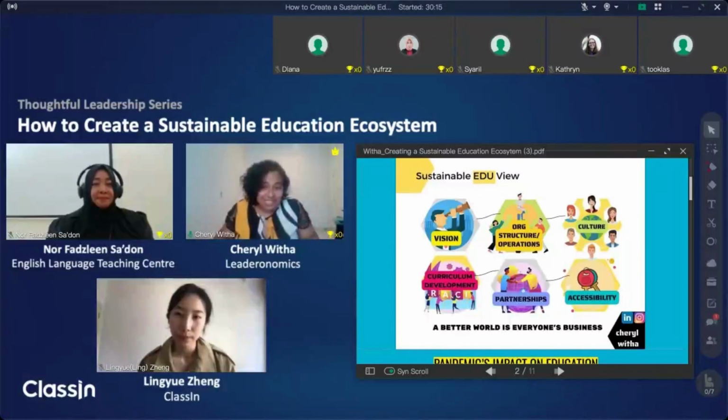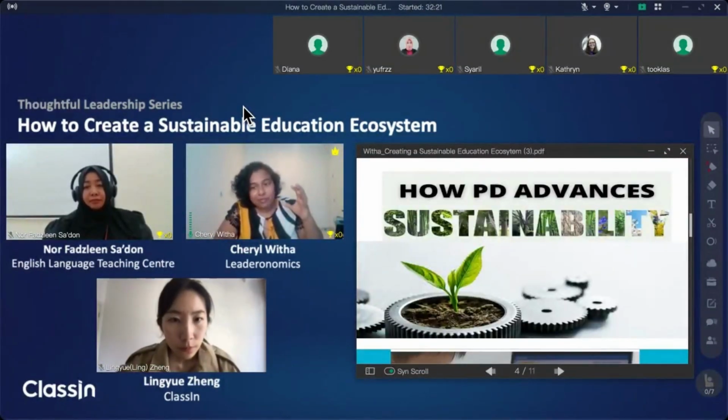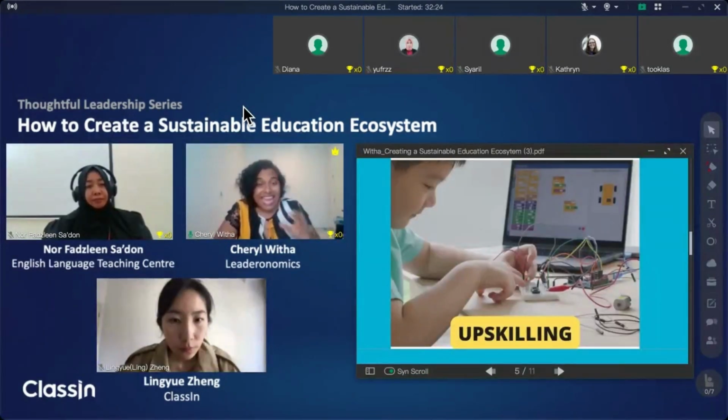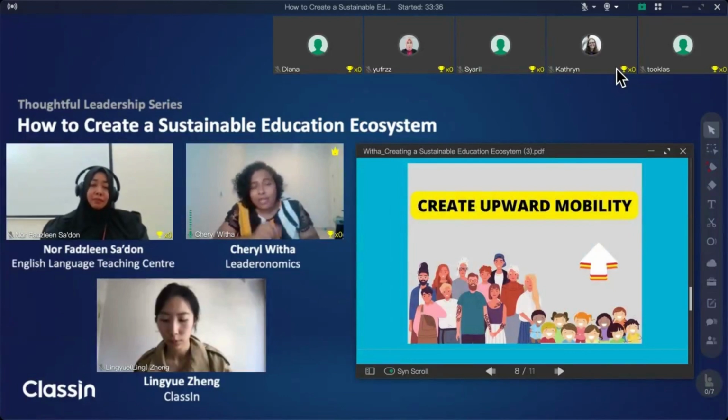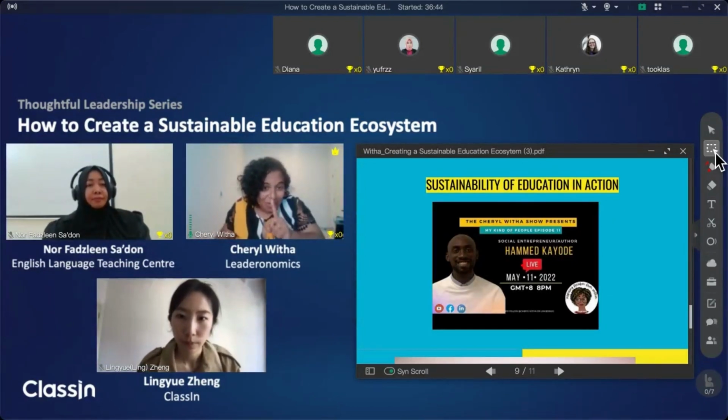And accessibility. What is the point of having all these amazing courses online, all these amazing tools, but people can't access them, okay? Or people don't understand them, okay? And if we look at how professional development has advanced sustainability, it has helped us with upskilling. Anyone, anywhere, anytime. I think one of the most important things in sustainable education, that should be like the core goal, is upward mobility, right? In creating quality education, the whole point of it all is to change people's lives. You don't have to change hundreds of people's lives, just one person. And that one person will create a domino effect to change other people's lives.